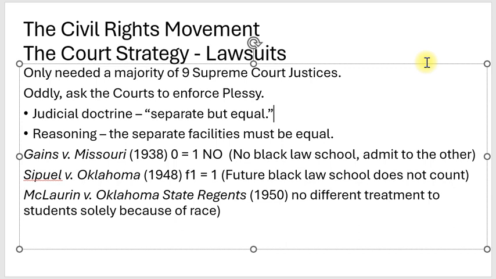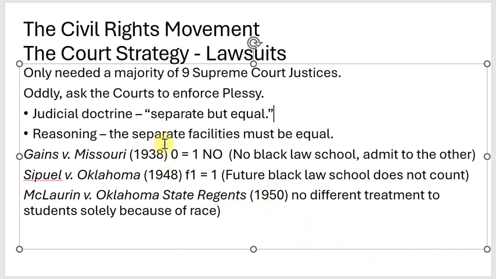So where blacks were concerned in McLaurin versus Oklahoma State Regents, they had to go to the basement of the library. There was a counter there. They tell a librarian what they wanted, and the librarian would go get it. But there wasn't that serendipitous kind of experience in the library. And so the court said no, different treatment to students solely because of race is unacceptable.